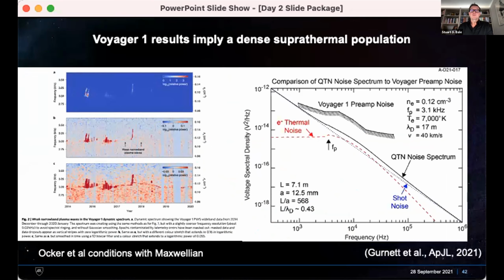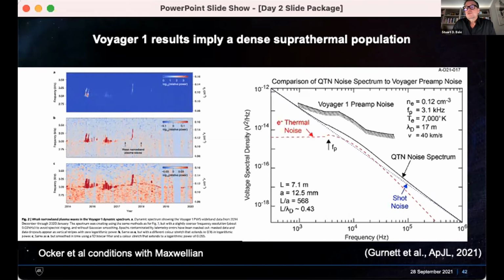These are some figures from a paper that Don Gurnett has in press now, and I understand that he's got the proofs, so it should be out in the journal quickly. This is comparing the Åkerdahl results to the computed quasi-thermal noise spectrum and the Voyager 1 preamp noise levels. And you see that for a single Maxwellian, we know that the signal is observed with a density of 0.12 per cc, which gives us a consistent plasma frequency.